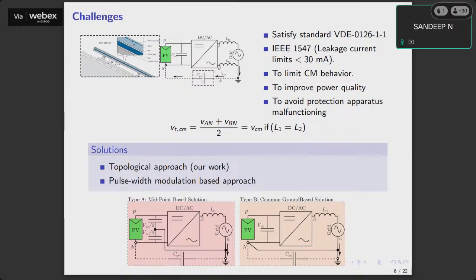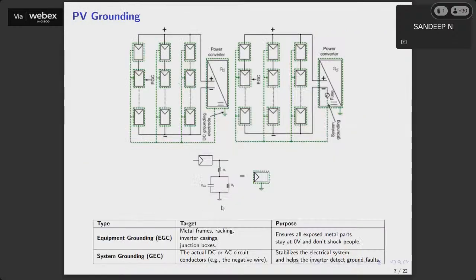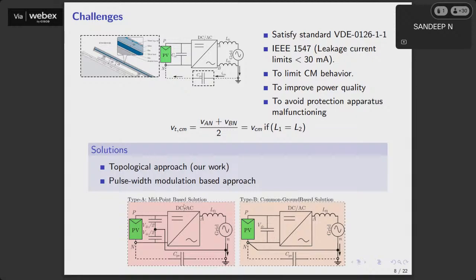That is through modulation. You can come up with some kind of a modulation or PWM scheme so that the overall common mode voltage remains constant. The other way is the topological approach, which we do. The topological approach is classified into two types. One is called midpoint based solution, and the other is called common ground based solution.